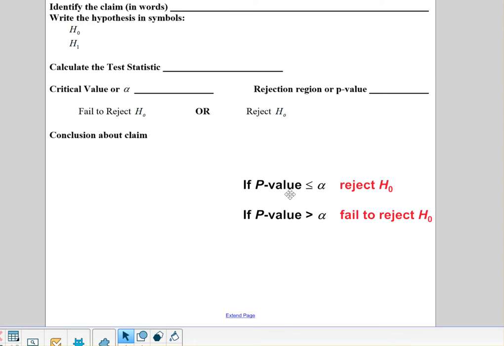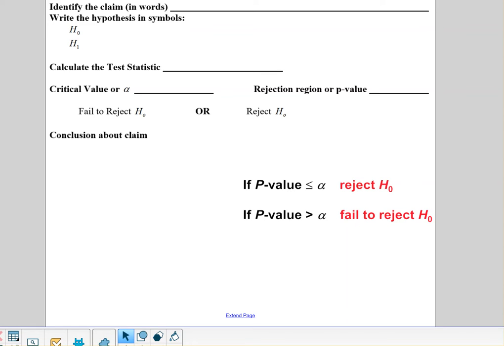If your p-value, and I was told this when I was in high school and I still remember it, is low, you reject the H0, which is your null hypothesis. I know it's not very statistically sound, but people tend to keep that in mind. So when your p is low, reject the H0. If your p-value is greater than your critical value, then you fail to reject.